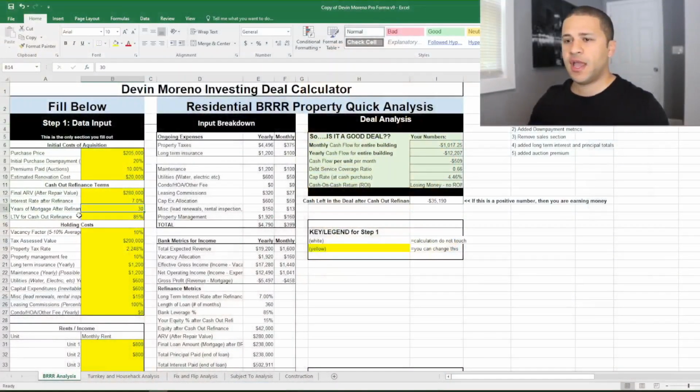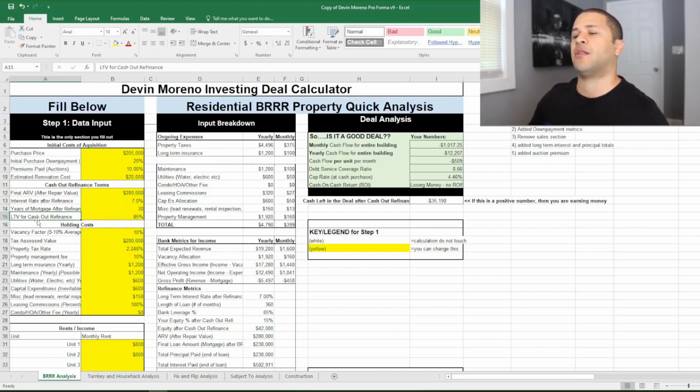So just note that this calculator can only be used for residential, but in the future, I am putting out a commercial one. So getting back into it, let's see some of these interactions, all right? So LTV for the cash out refinance, that LTV is a loan to value, all right? So that means we expect that out of this value here, we expect to extract 85% of that when we do a cash out refinance.